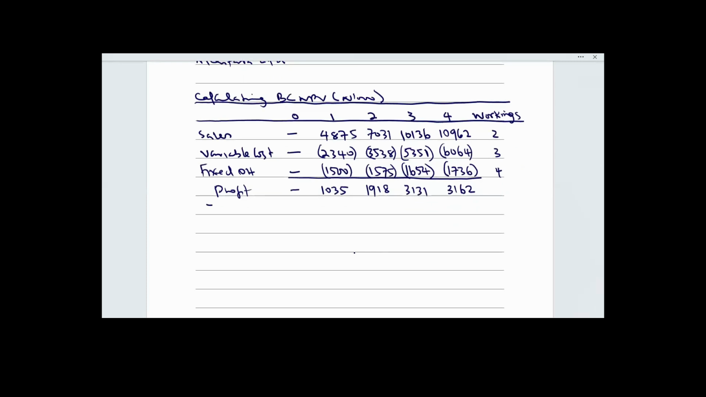Immediately after this, you need to pay tax. So tax for the company is at the rate of 25% and is payable in the same year in which the profits are earned. So what's 25% of 1035? Third year is 783.